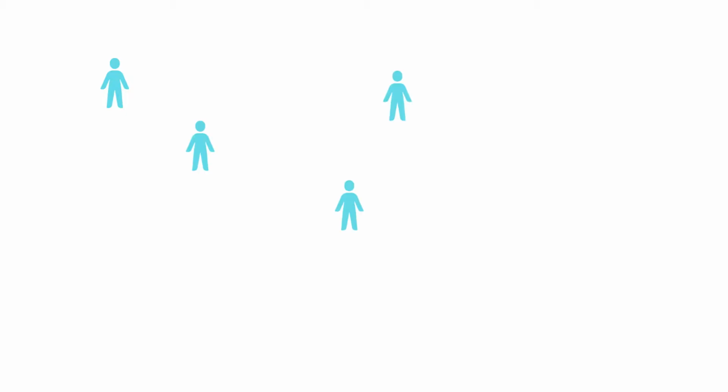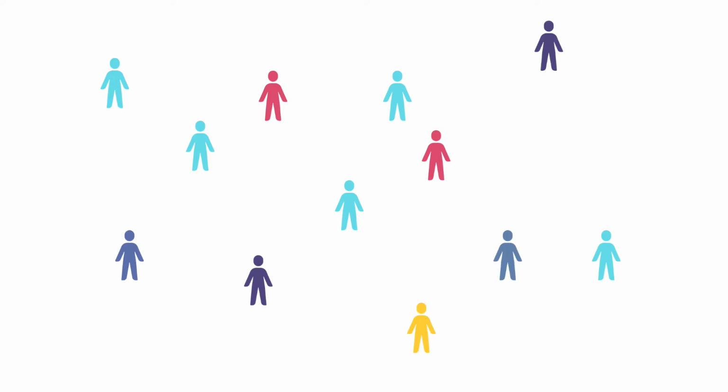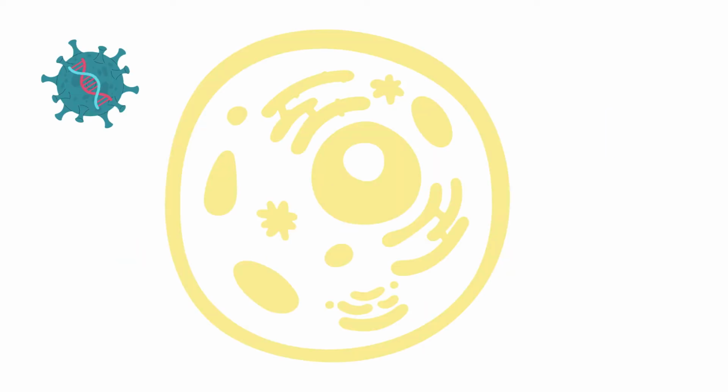In a natural population, there will always be genetic variations. However, in the case of viruses, variations occur mainly due to errors in genetic replication.